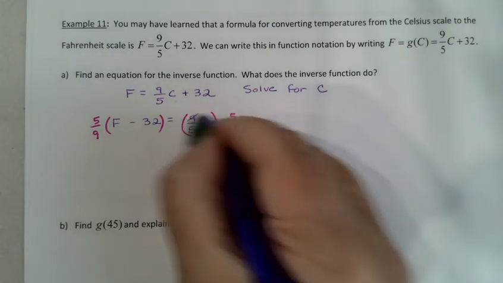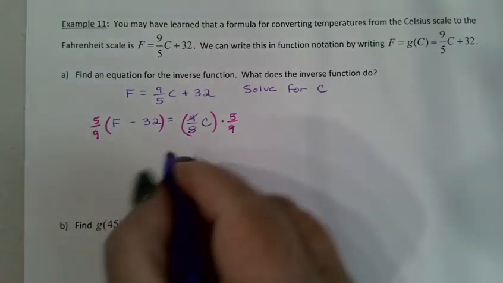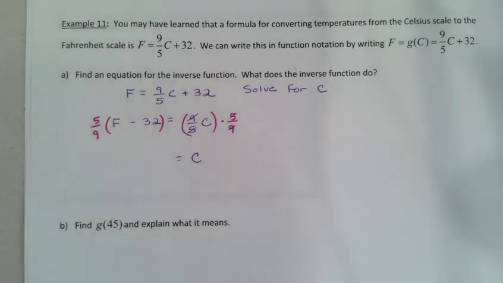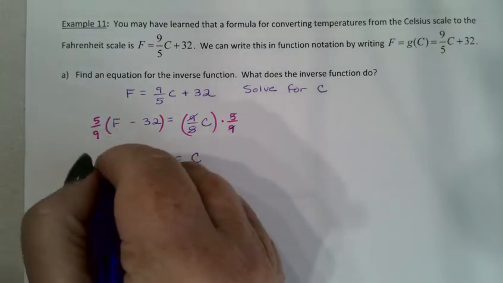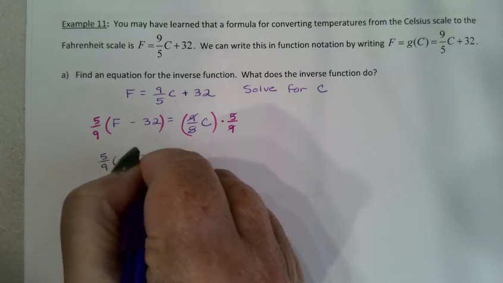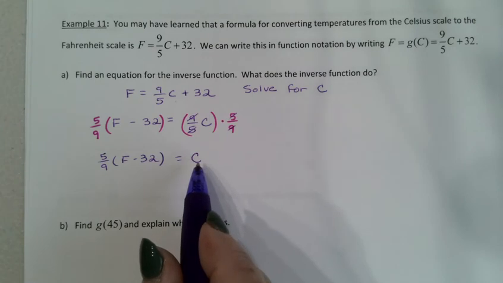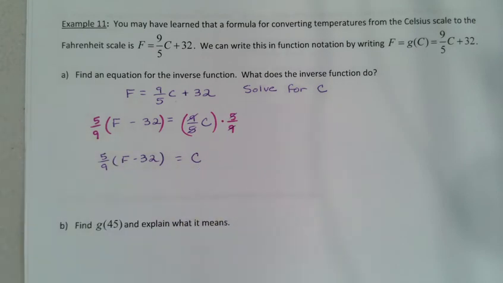That's going to divide out the 9s, divide out the 5s, right? Those were inverses. And that's going to give me the c by itself. You could distribute that 5/9 if you want to, but you don't really need to. I'm just going to leave it that way. And now I've got an equation for c in terms of f.